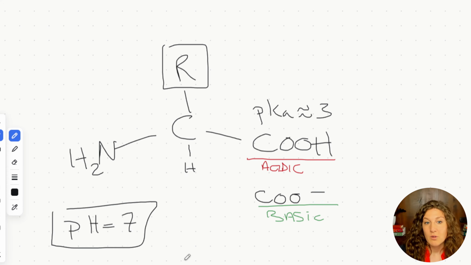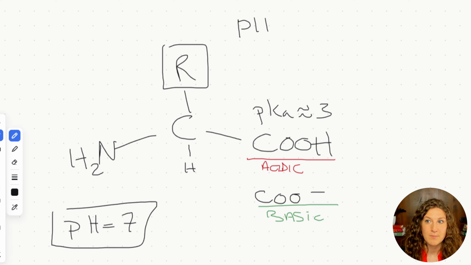And now I'm going to ask you, if we have a pKa of 3 at a pH of 7, are we more likely to have the basic form of the carboxylic acid or the acidic form? You may know this content already, but let's go ahead and prove it with the Henderson Hasselbalch equation. We're going to do that up here.